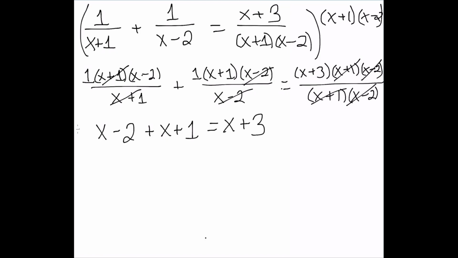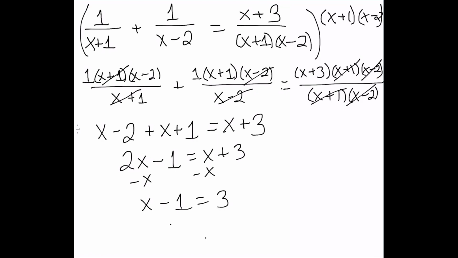And now we just have a linear equation. 2x minus 1 is equal to x plus 3. I can subtract x from both sides to get x minus 1 equal to 3, and then add 1 on both sides to get x equal to 4. So there's my final answer, x equal to 4.